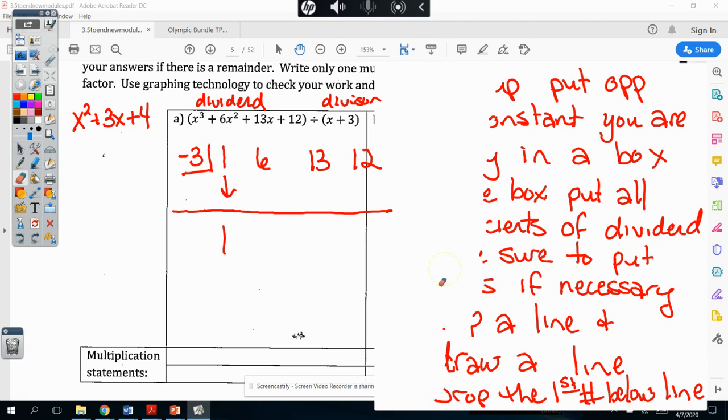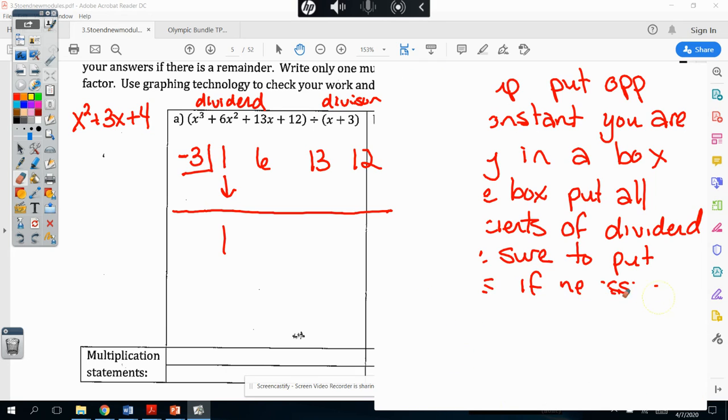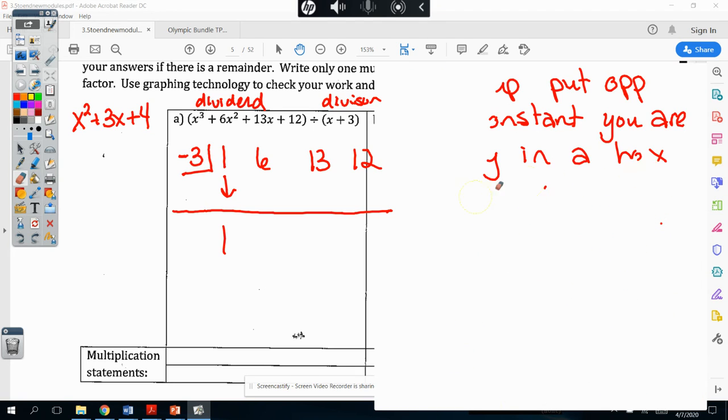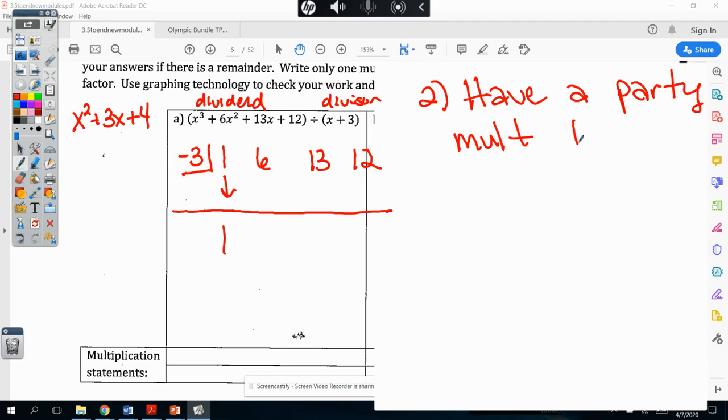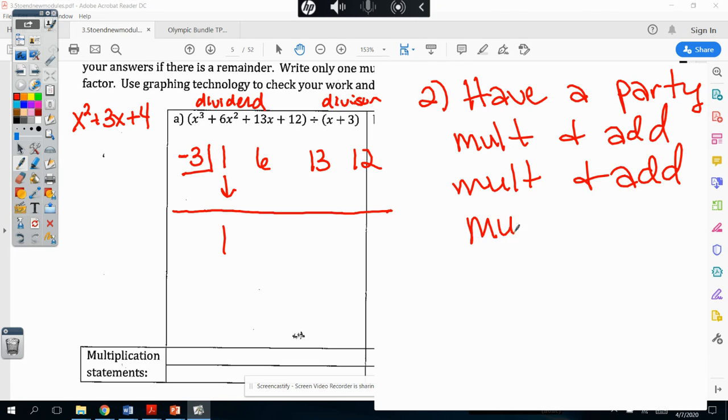After you set it up, step 2 is to what I call have a party. And I always say have a party when I teach this. And what are we doing at our party? We are going to multiply and add. Multiply and add. Multiply and add. And it's usually a little dance I do. You guys aren't going to be able to see this little dance because you're not here with me, but you can just know that it's happening.